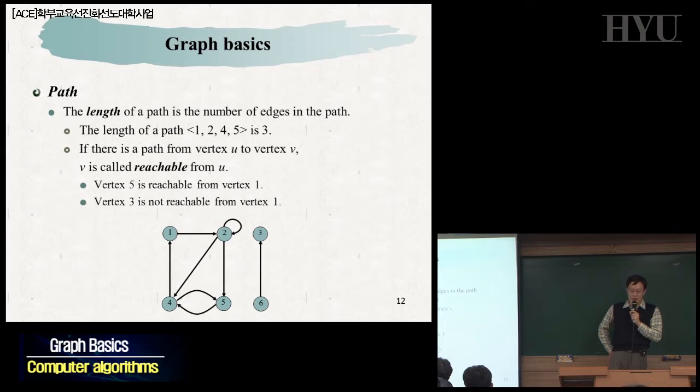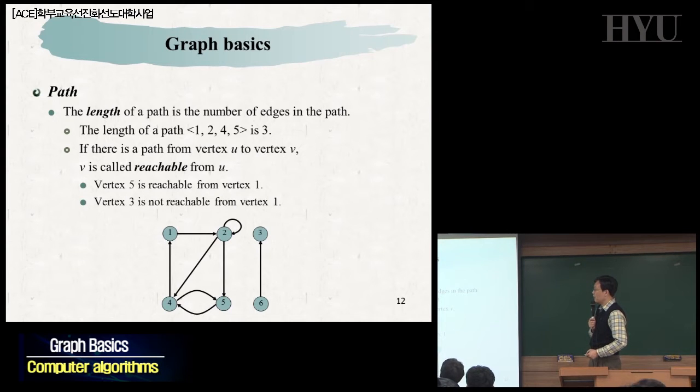And then the length of a path is the number of edges in the path. For example, the length of the path 1, 2, 4, 5 is 3 because it has 3 edges in the path. And if there is a path from vertex U to vertex V, then V is called reachable from U. So vertex 5 is reachable from vertex 1.